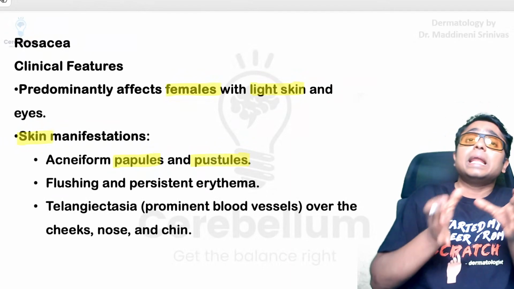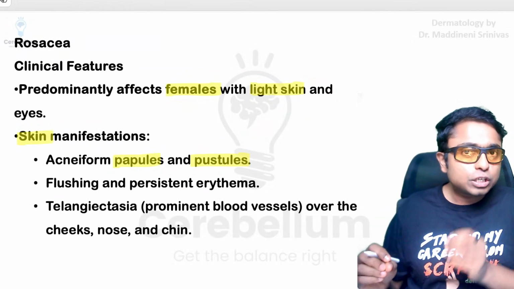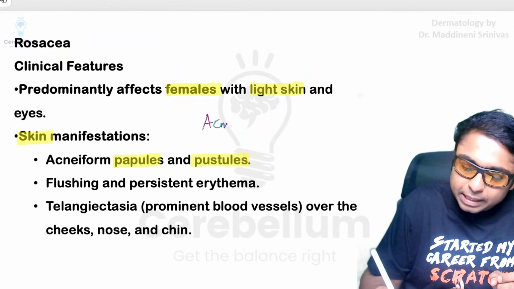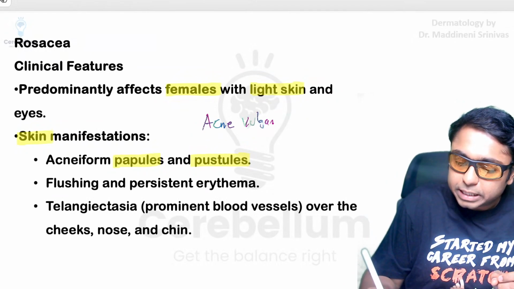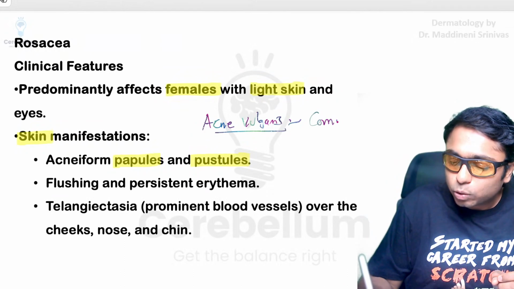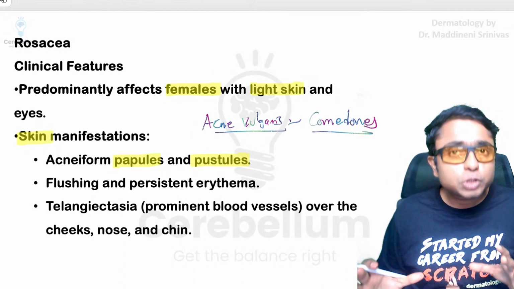In the skin manifestations, remember the patients are going to have papules and pustules which are looking like acne lesions. But what is the important difference in the lesions of acne vulgaris and acne rosacea? Yes, in acne vulgaris, the patients are going to have lesions which are pathognomonic, called comedones, whereas comedones, that is the blackheads or whiteheads, are absent in rosacea.